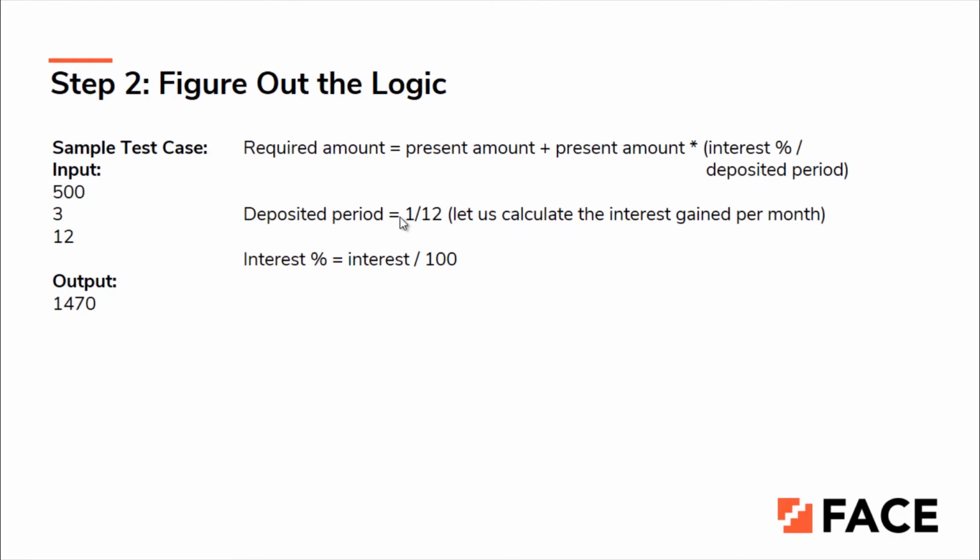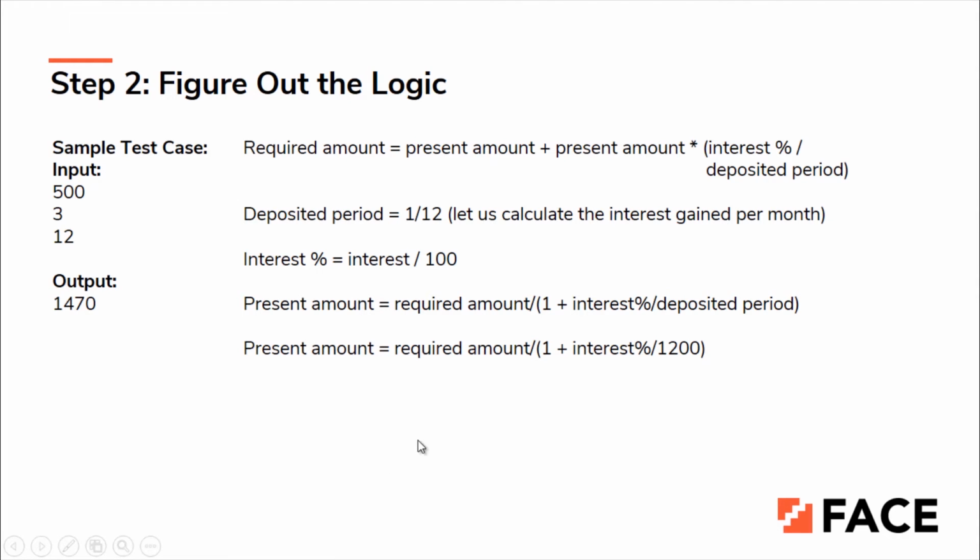So in order to calculate interest, you will be making it as interest by 100. So my present amount formula would be like required amount by 1 plus, I just brought these known values to one side and I have kept this unknown value on the other side. So present amount is equal to required amount by 1 plus interest percent by 1200.